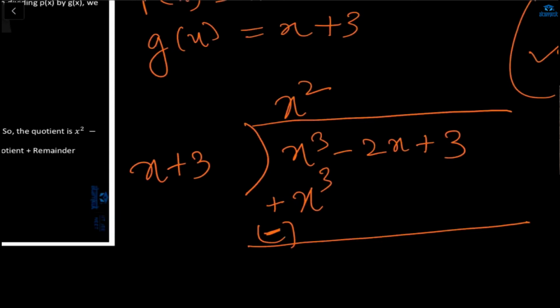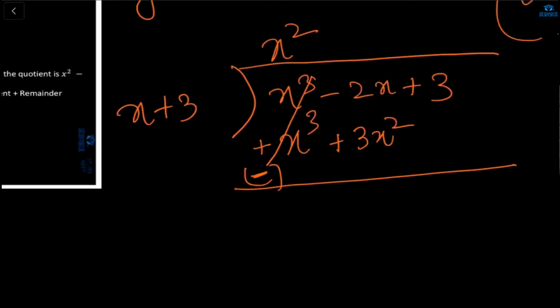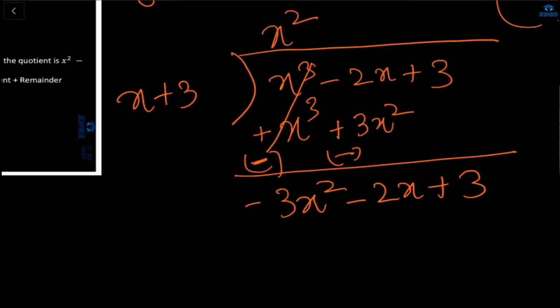Now this x square will also be multiplied by 3, so what you'll get is plus 3x square. This whole term will get cancelled. Now there is no term with x square, so the sign will be altered. It will be written 3x square minus 2x plus 3. Okay, clear to everybody the steps?